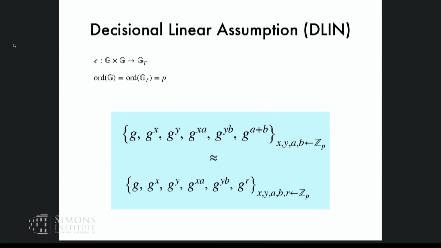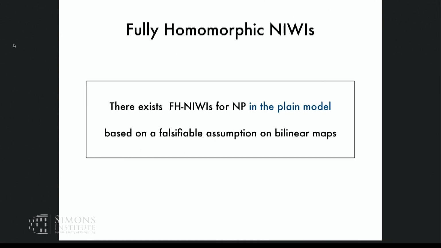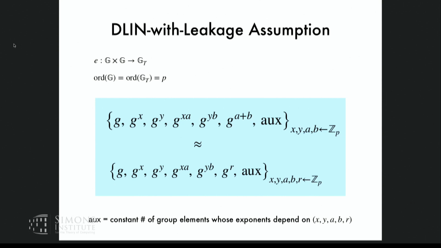Okay, is it clear? So we also show how to get fully homomorphic NIWIs for NP in the plain model. As I said earlier, there's no setup, based on some falsifiable assumption on bilinear maps. I won't be describing this assumption, but let me just give you a flavor of how it looks. It will essentially be DLIN with some auxiliary information. This auxiliary information will be some constant number of group elements whose exponents would depend on these values x, y, a, and b.